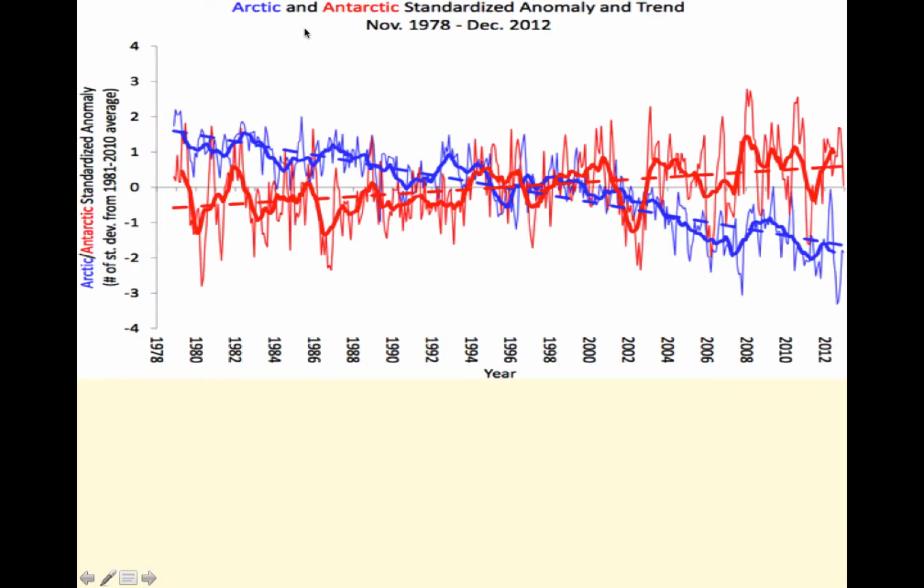This graph looks at the Arctic in blue and Antarctic in red, standardized anomaly and trend. So they're taking an anomaly from some average from 1981 to 2010, and then looking at the trend of that anomaly over time. You can clearly see that the Arctic sea ice has been declining over that time, and you can also see that the Antarctic sea ice has been increasing a little bit over time, so that's an interesting effect.